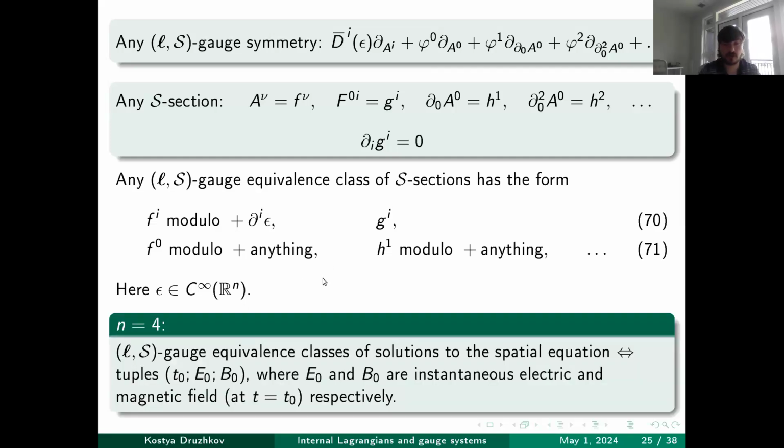And if n is equal to 4, then LS gauge equivalence classes of solutions to the spatial equation are in one-to-one correspondence with tuples of this form: time moment, the corresponding instantaneous electric field, and the corresponding instantaneous magnetic field, because these functions ji are nothing but components of the instantaneous electric field, maybe up to sign, maybe they should be considered as minus, but it's not that important here. So ji encode electric fields, and the corresponding equivalence classes, fi modulo such additive functions, precisely encode magnetic fields. So it's easy to see now that LS gauge equivalence classes of S sections are nothing but paths through instantaneous states, instantaneous tuples of electric field and magnetic field. So their physical meaning is quite good in this sense. It shows that everything works properly.